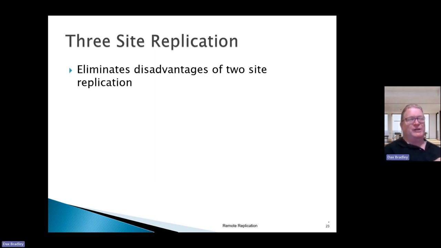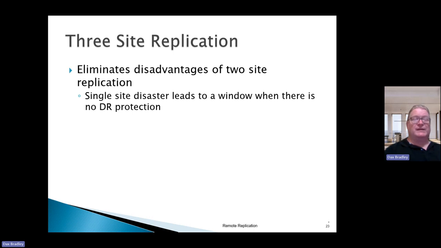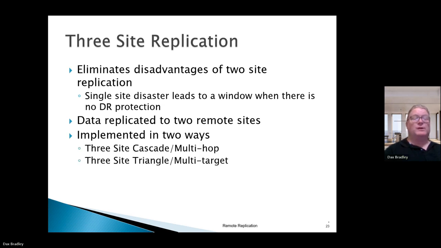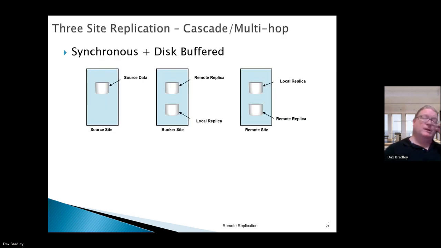In three-site replication, this scenario eliminates the disadvantages of a two-site replication, because a single site disaster could lead to a window when there is no DR protection. Data are duplicated on two separate sites. And it's implemented in one of two ways: three-site cascade multi-hop or three-site triangle multi-target.